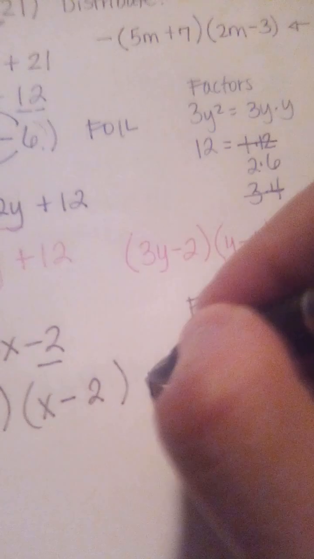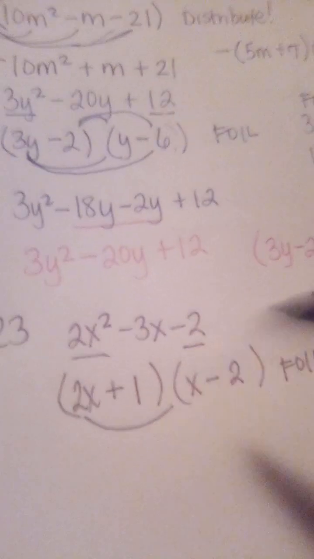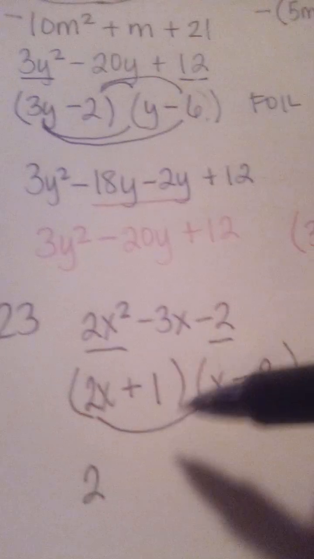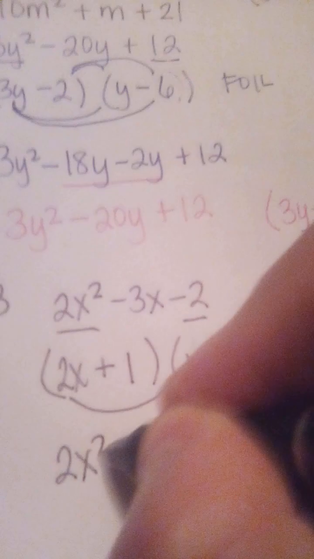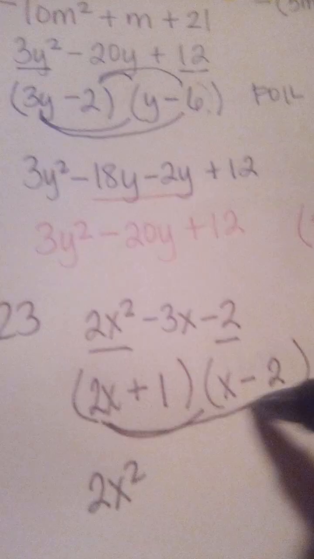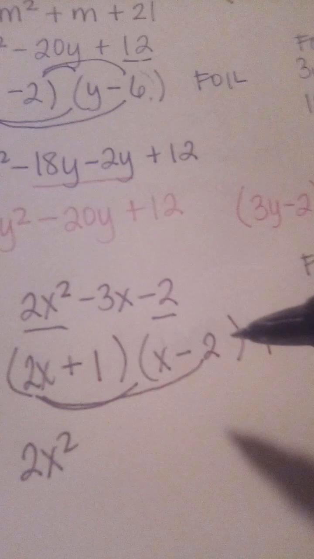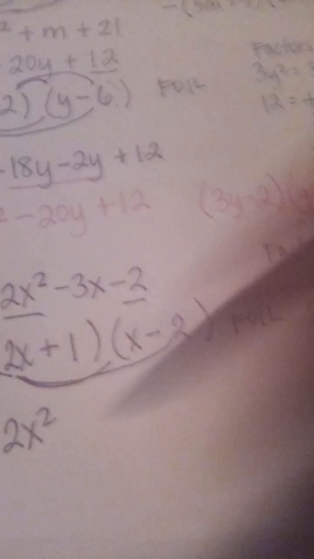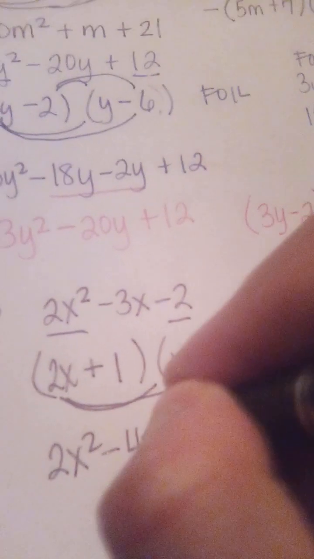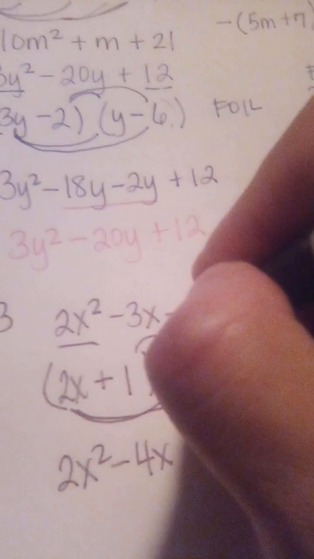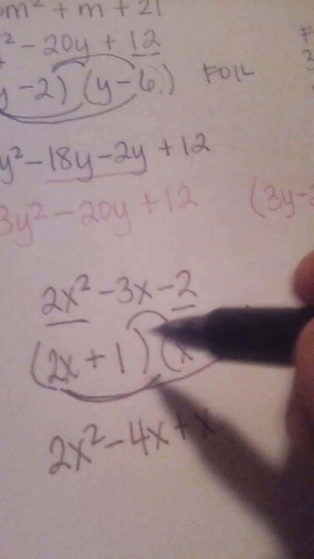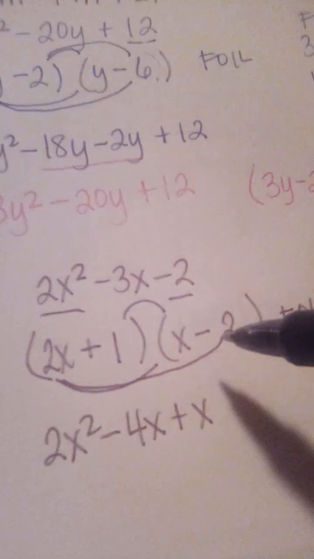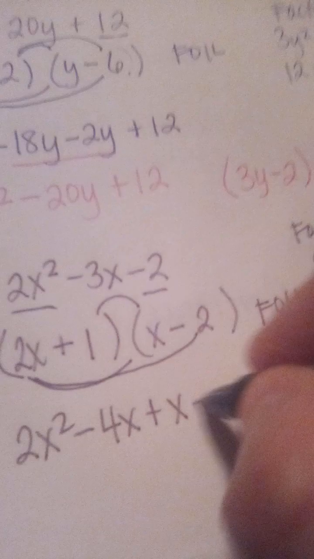Let's do FOIL. First term, 2x times x is 2x squared. Outer is 2x times negative 2, which gives us a negative 4x. Inner, 1 times x gives us a positive x. And a positive 1 times a negative 2 gives us a negative 2.